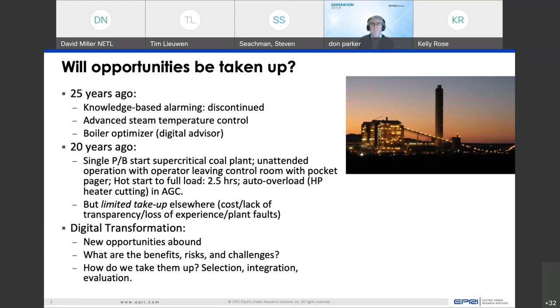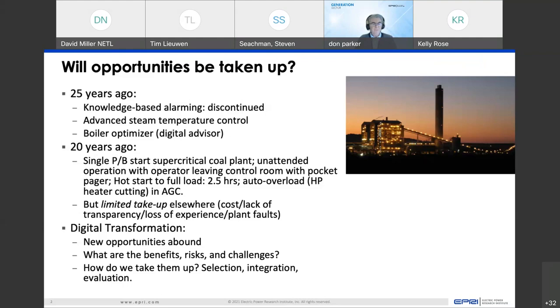But there was limited take up. There was a second plant that was built like that, and I think a third. And some aspects of that high level of automation have been taken up as part of brownfield DCS upgrades, but a bit limited. And so we thought, why is it? Why hasn't this been universally picked up? The technology's there, and some of it is cost, because there's a lot of actuation needed, a lot of instrumentation needed.